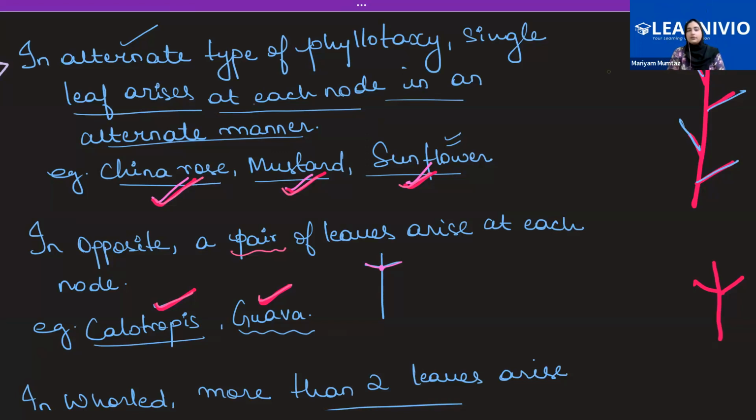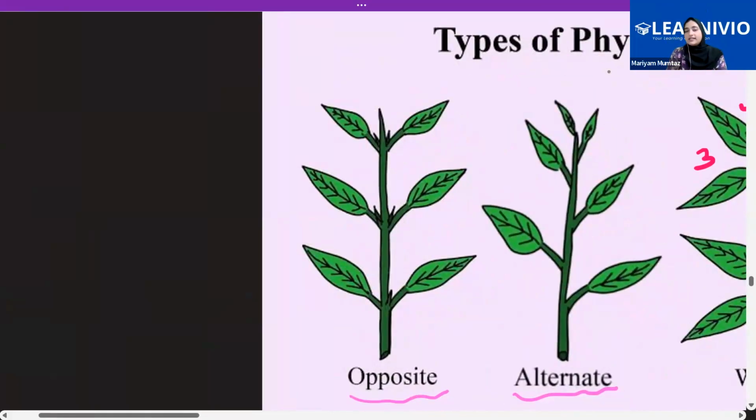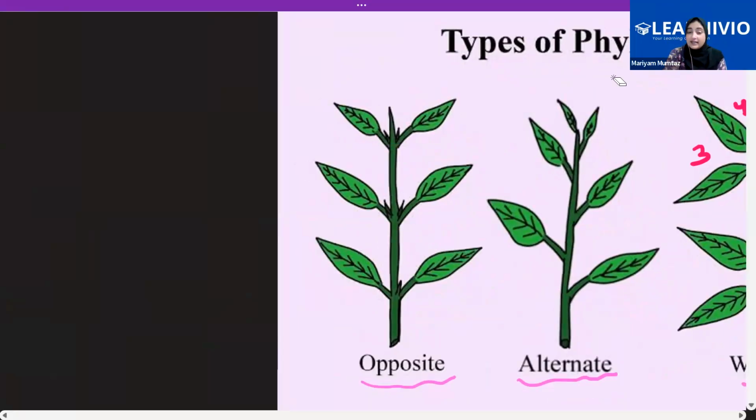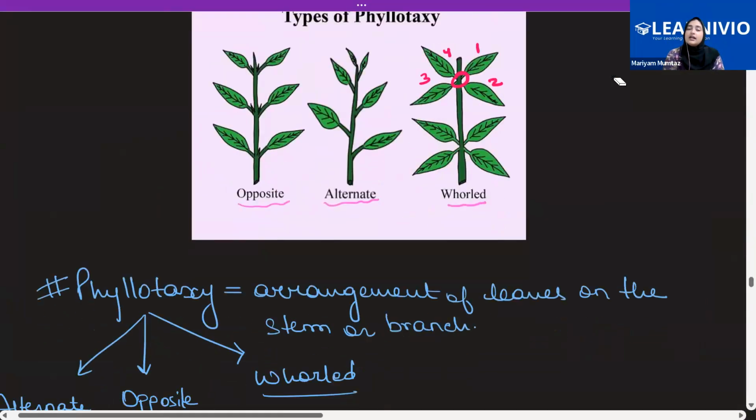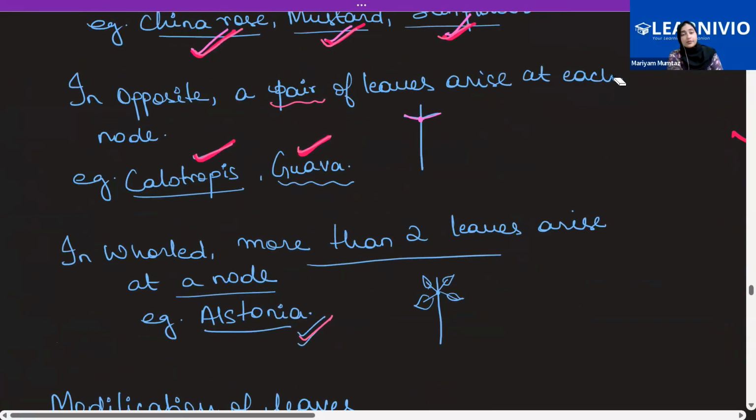Whereas in the opposite type, two leaves are present at one node. You see in this picture, from one node, one, two. So two leaves arise at every node. This kind of phyllotaxy is called opposite phyllotaxy. It is found in Calotropis and guava.